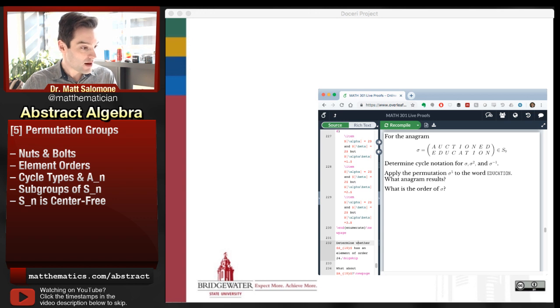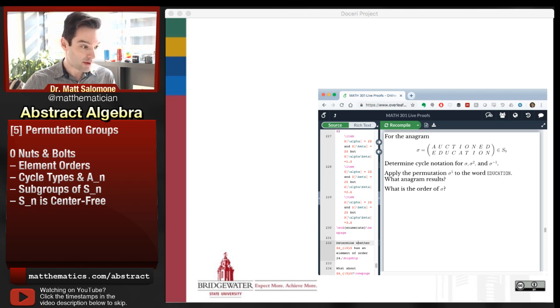So let's get started, and we'll start with our nuts and bolts. I want us to take a look at doing computations in the symmetric group. So how does it work? From a nuts and bolts perspective, I'm giving you a permutation, the permutation that turns the word auctioned into the word education. It's a part of the symmetric group S9.